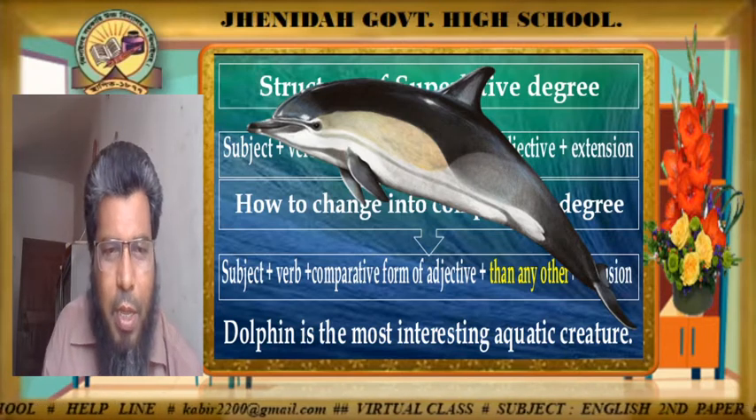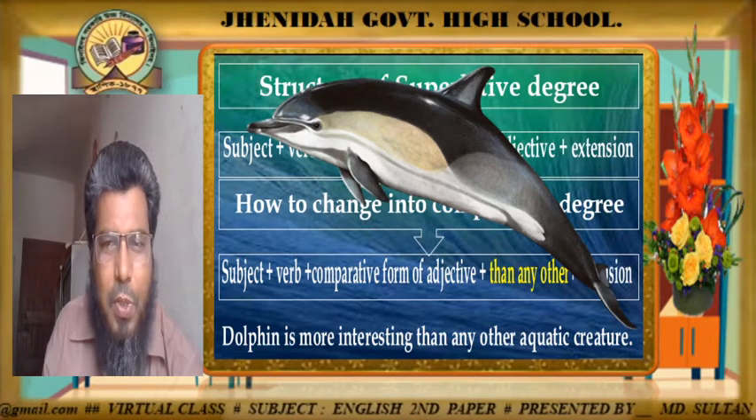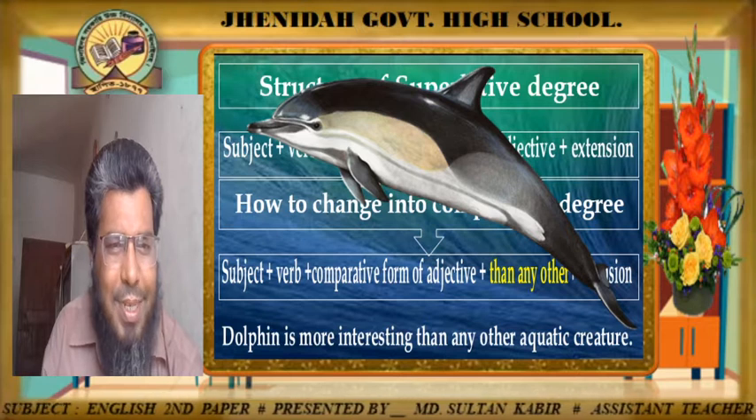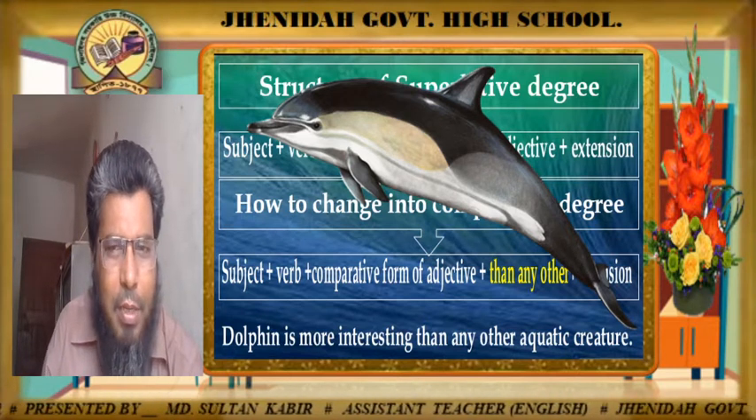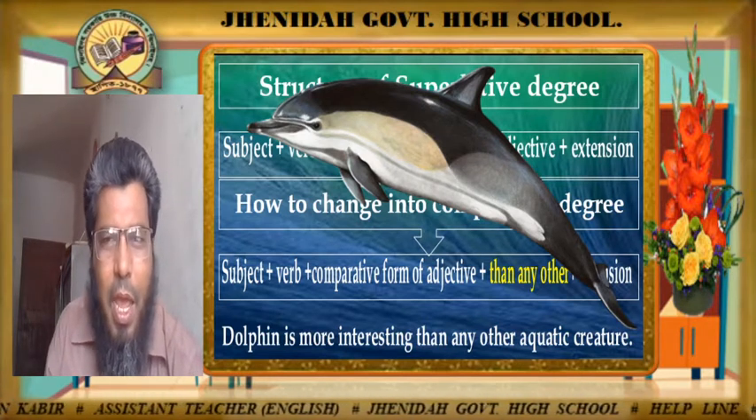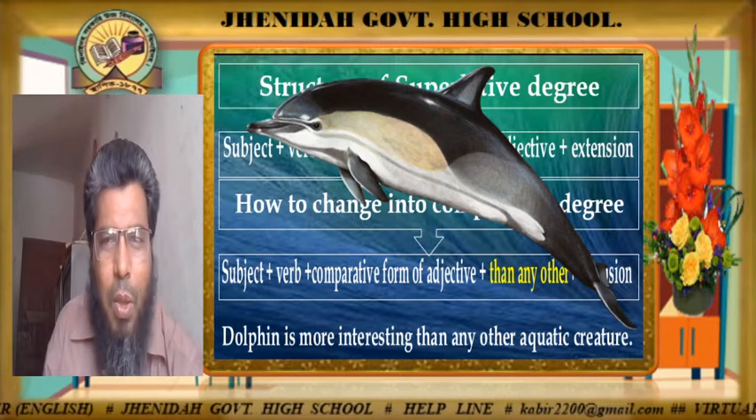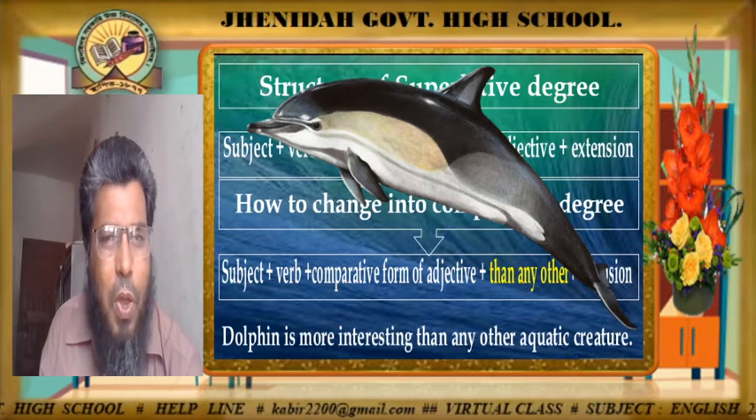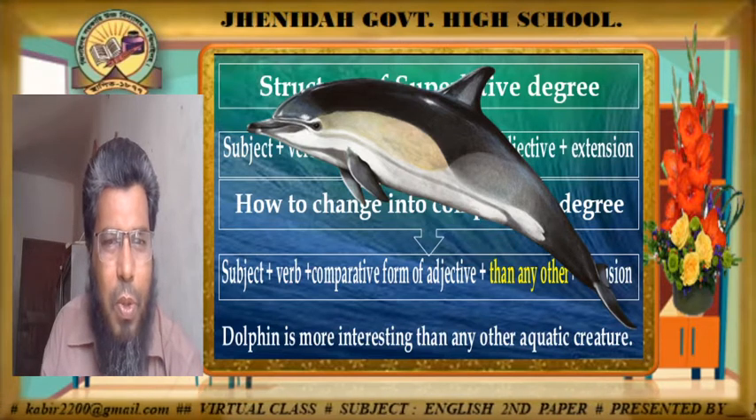Look at the example here: a dolphin is more interesting. Here we have written more at the place of most, then interesting, and after the adjective we have written then any other, then the extension, which was aquatic creature. So in this way we can change a superlative degree into comparative. Am I clear? Okay, fine.